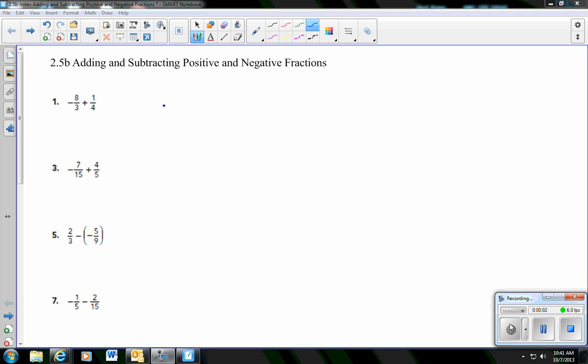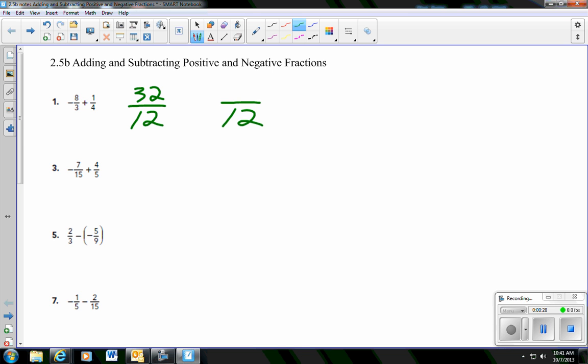These are notes for 2.5b, adding and subtracting positive and negative fractions. So last lesson we talked about finding common denominators, so you know how to do that. So these are all adding and subtracting, so in order to add and subtract, we need to have these common denominators. So 3 and 4, our common denominator would be 12. 3 times 4 is 12, 8 times 4 is 32.